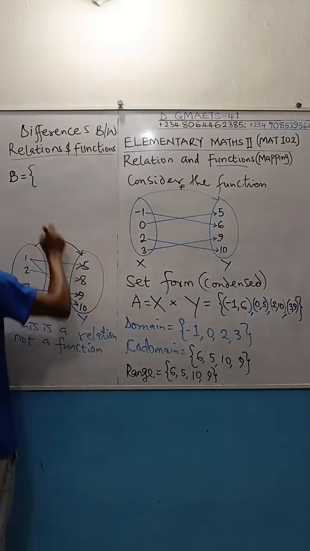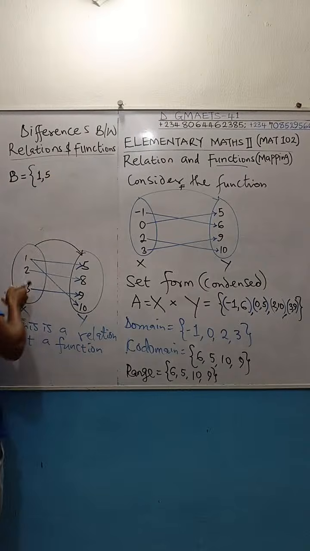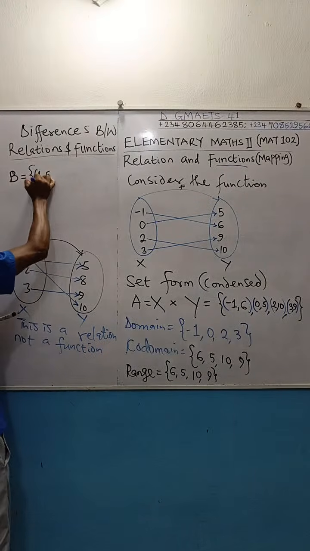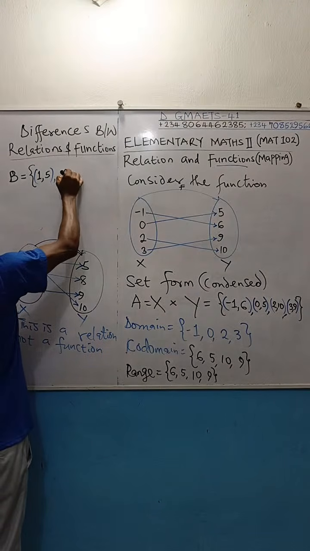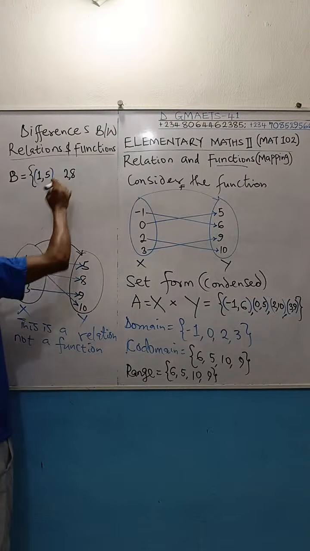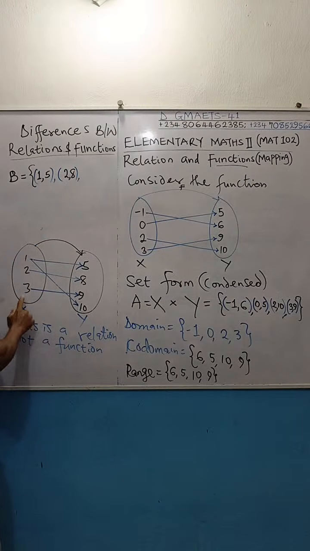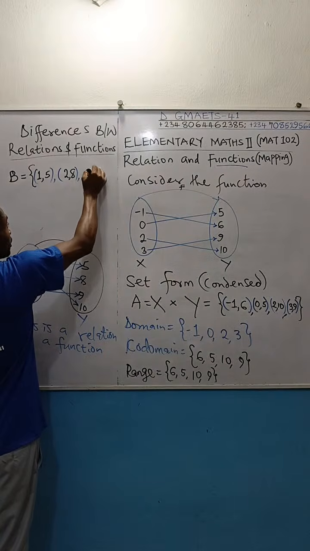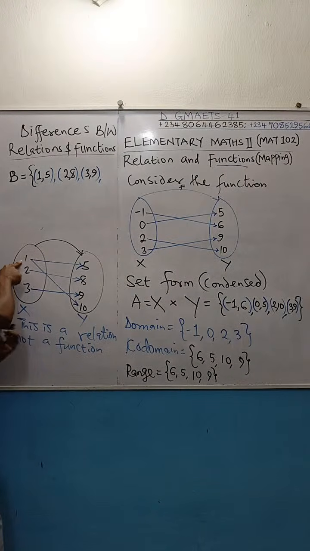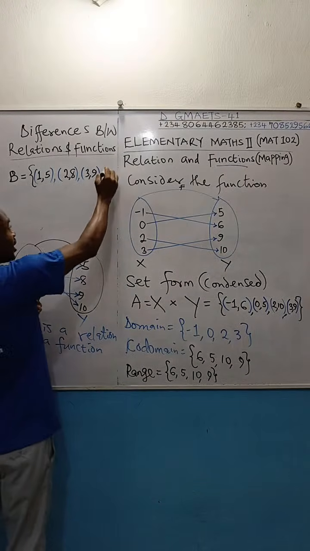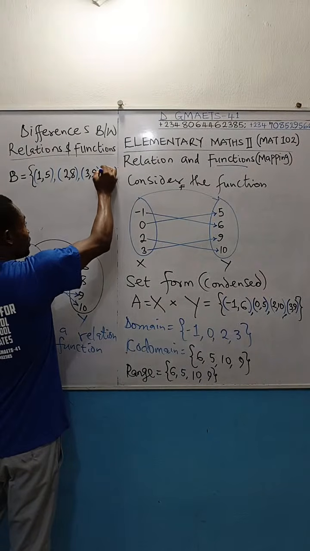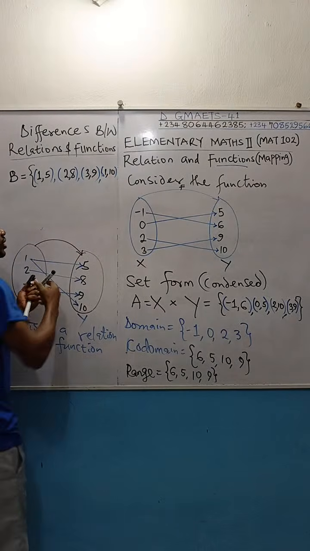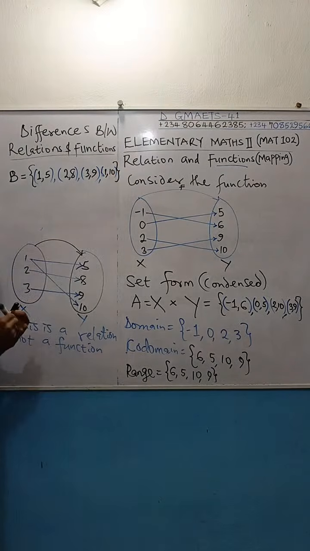So this is going to be (1, 5). Next is (2, 8). Next is (3, 9). And finally, you notice that 1 was still assigned to something else, which is 10. So (1, 10). Close the brace.